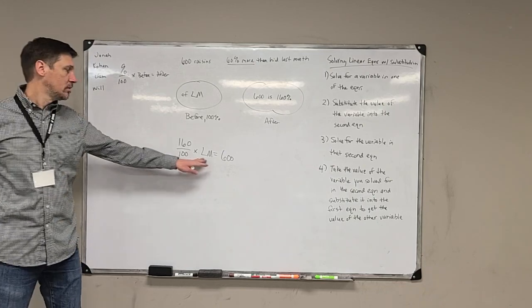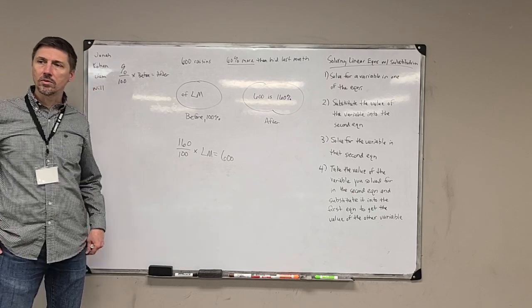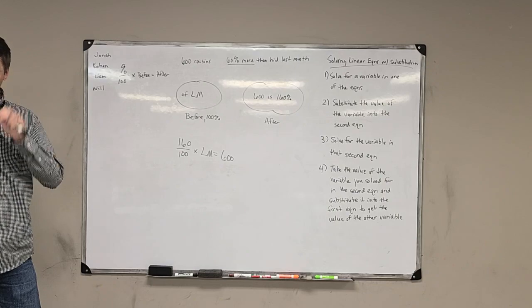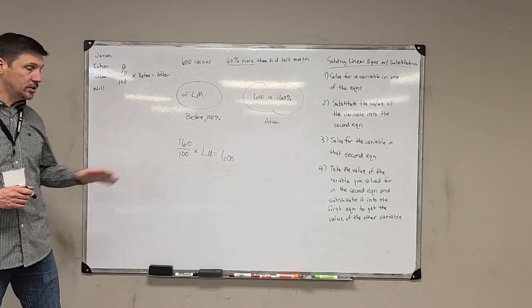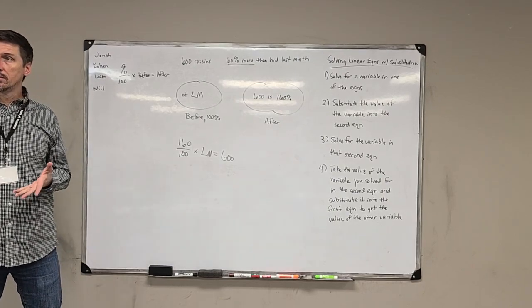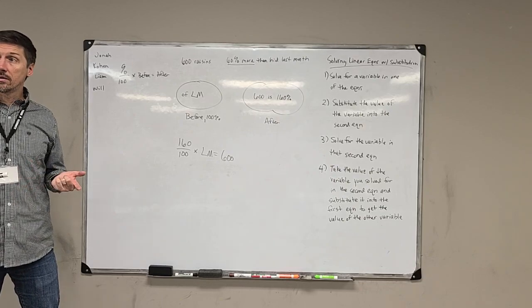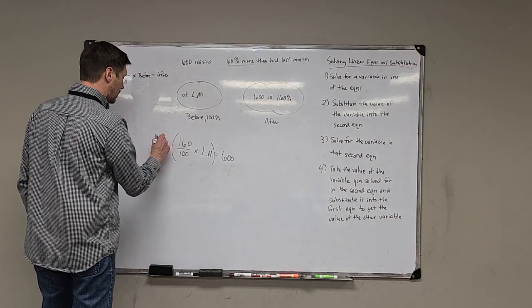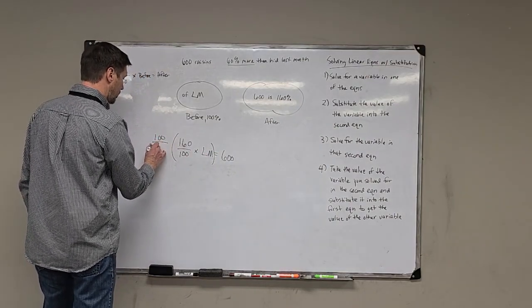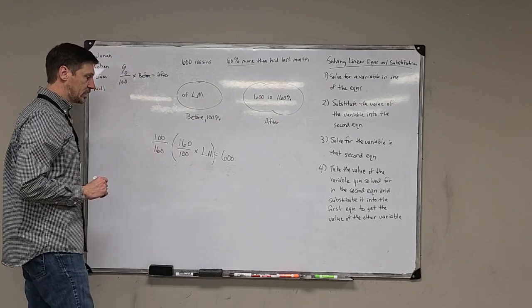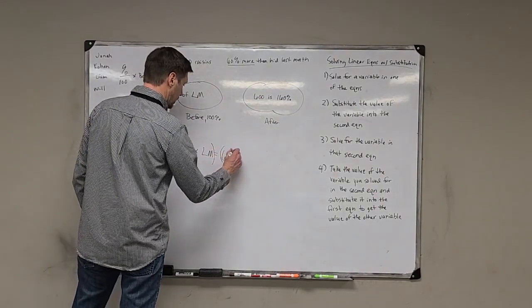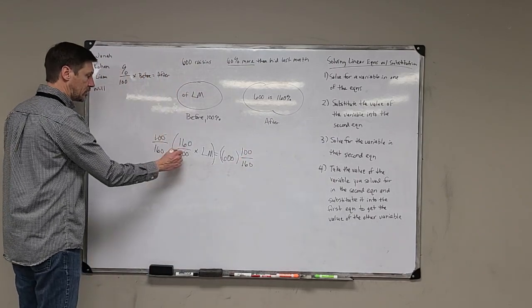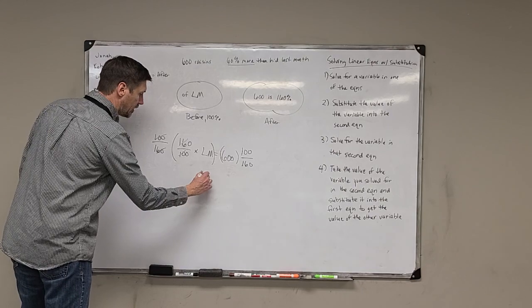When you have a variable times a fraction and you want to solve for that variable, how do you get rid of the fraction? You can divide, but when you divide by a fraction, what are you actually going to do? Multiply by the reciprocal, right? You remember that? We're going to multiply both sides by the reciprocal of 160 over 100. So we're going to multiply both sides by 100 over 160, right? If we do that, this cancels out and this cancels out. So we're just left with LM.